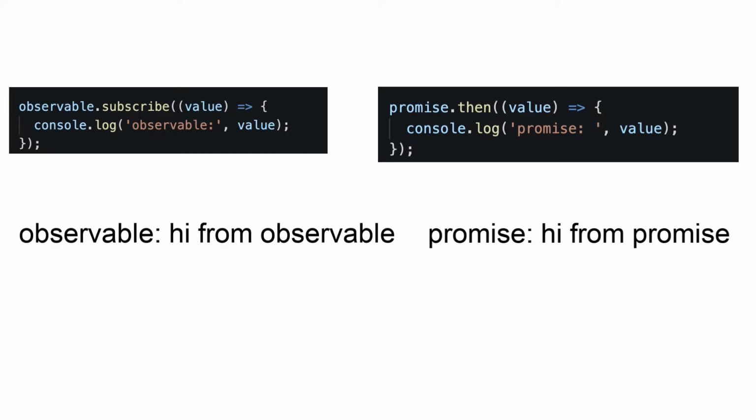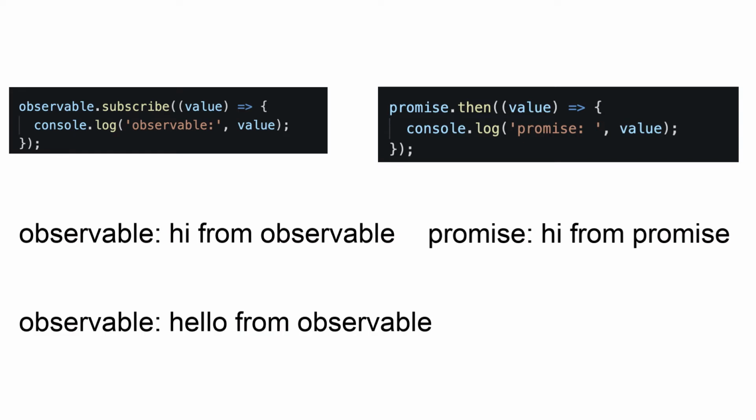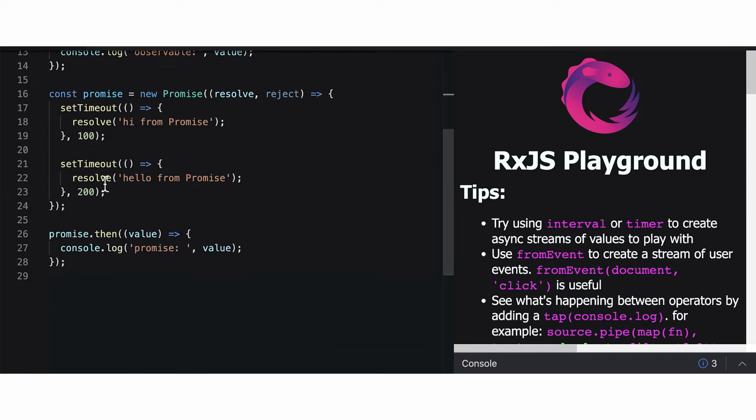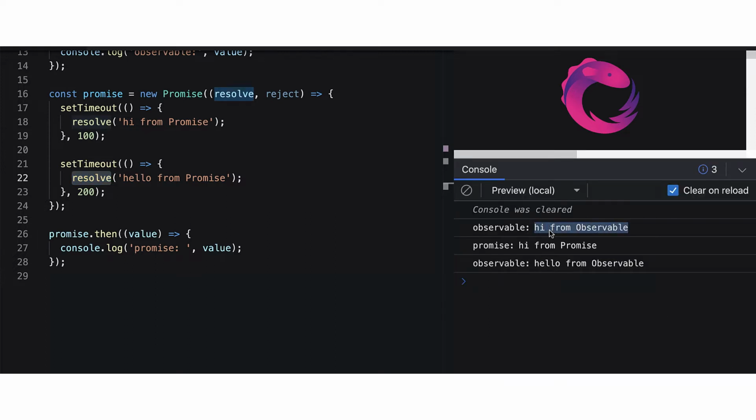Here also, the first message is coming for both observable and promise. But the second message is coming only for the observable. That is because an observable can emit multiple values over a period of time, but a promise can emit only a single value. You can see the same in action, creating both observable and promise, each having two setTimeouts. But if you look at the console, only the observable shows two messages.